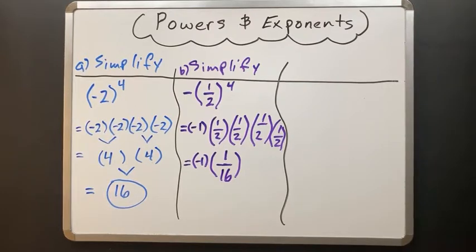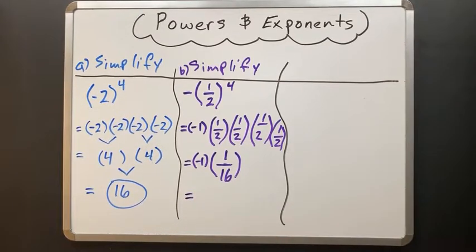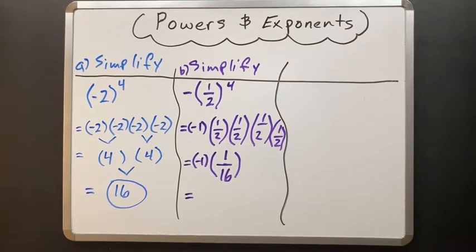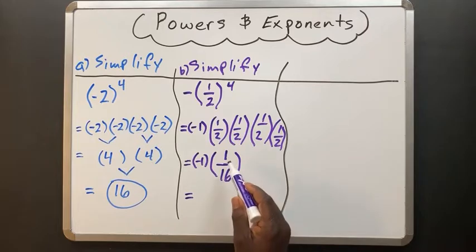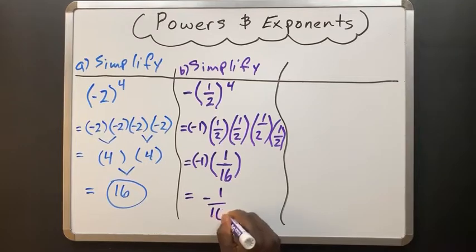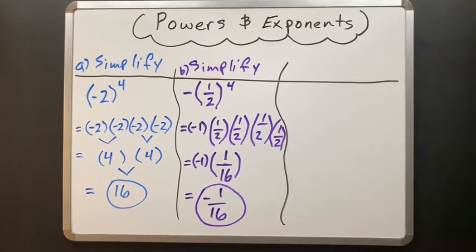Okay, how are we looking? All right, looking pretty good. Now, I think we're ready to apply the negative 1. Now this reads negative 1 times 1 over 16. Okay, so then negative times a positive is a negative, so our final answer is negative 1 over 16. And circle our final answer.